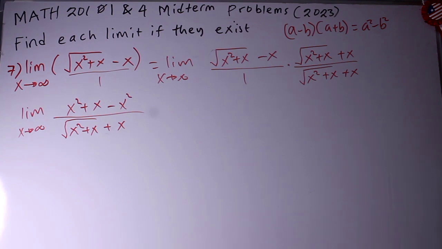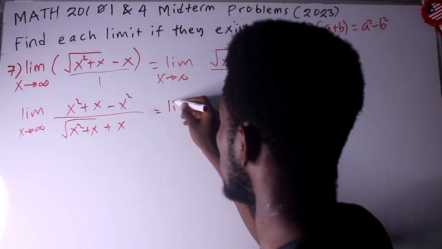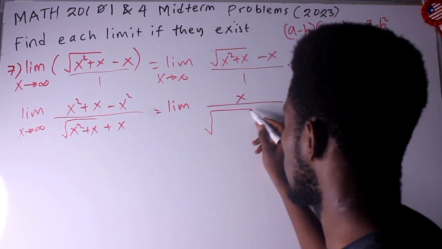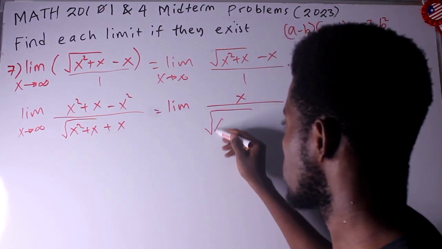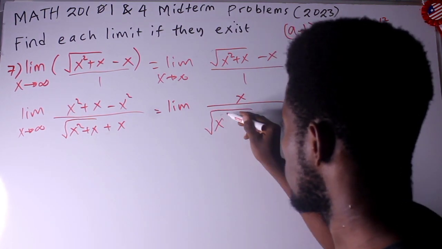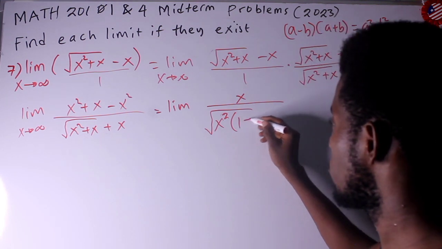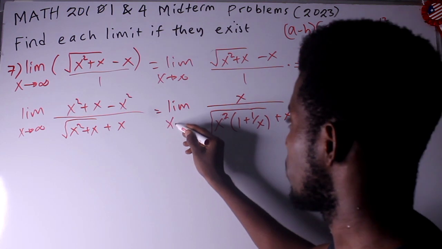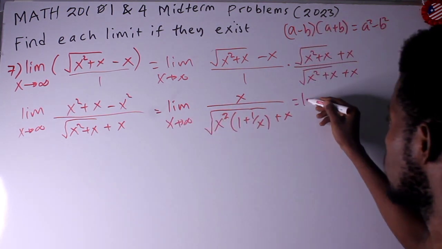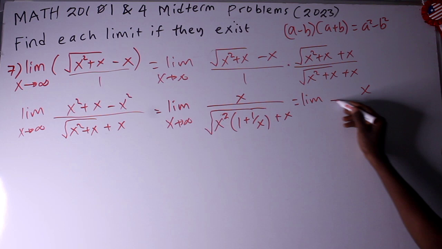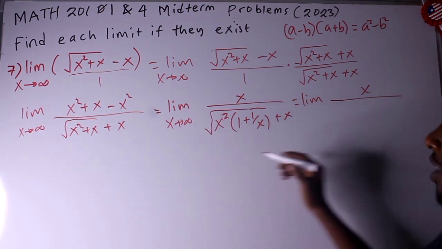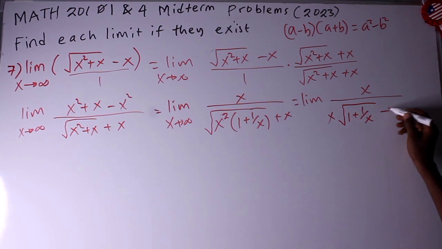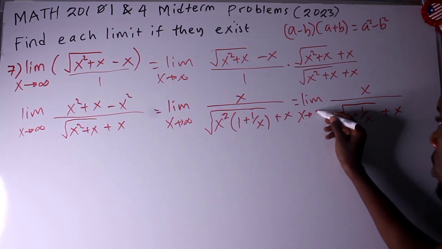So the x squared cancels out, and we have the limit of x all over the square root of, I factor out an x squared from here, so x squared times (1 plus 1 over x), and then plus x, as x approaches infinity. The x in the numerator divided by the x squared under the root leaves the square root of 1 plus 1 over x, plus x.